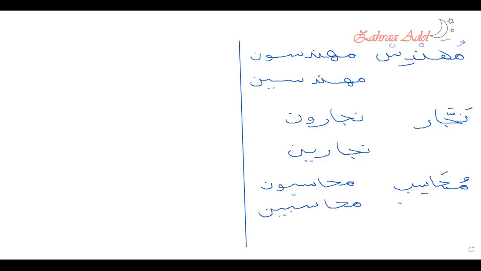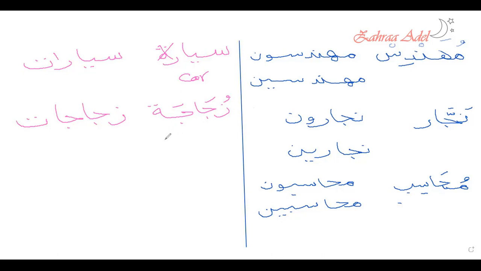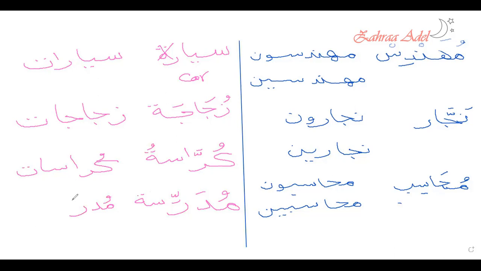Okay, now the feminine one, the word سيارة, car, سيارات. So what I did here is remove the ta marbuta and put ألف تاء instead. The bottle, زجاجة. Yeah, it has double G. We have also كراسة, it means a notebook, كراسات. And we have the word مدرسة, the female teacher, مدرسات. That's nice. Alhamdulillah.